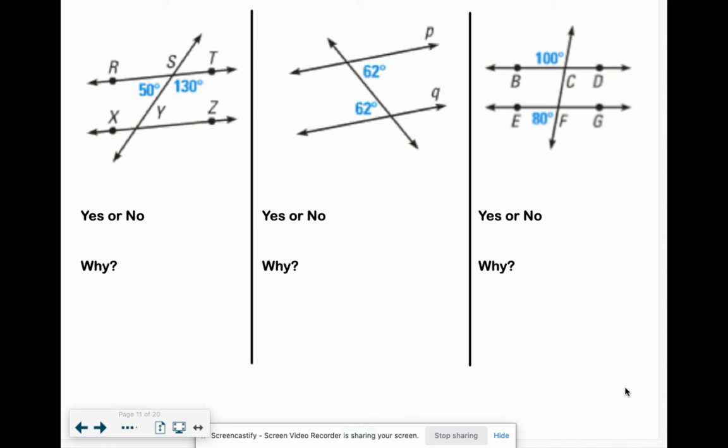Okay, what kind of angles do we have here? Do you have a special name for those ones? Should we go through those? Are they corresponding angles? Are they in matching spots? No, those ones aren't corresponding. What about alternate interior? No. Alternate exterior? Same side interior? So this is just a simple linear pair, so those do not show parallel lines.